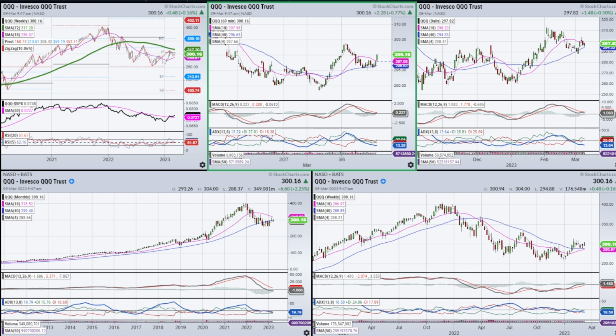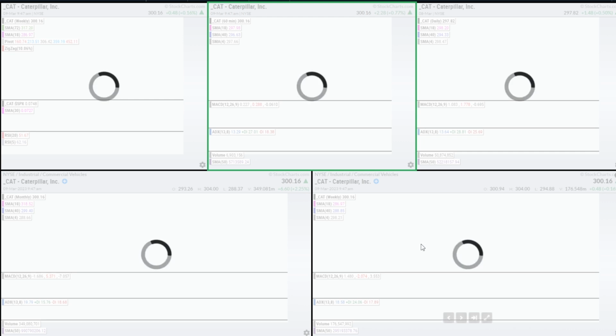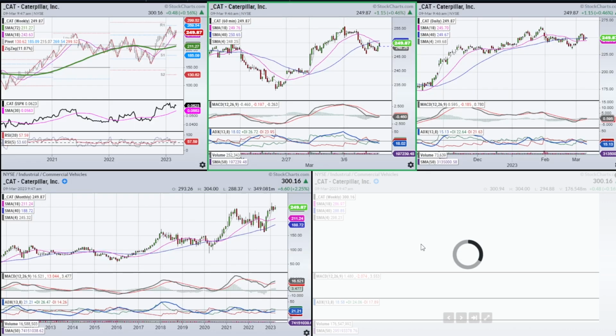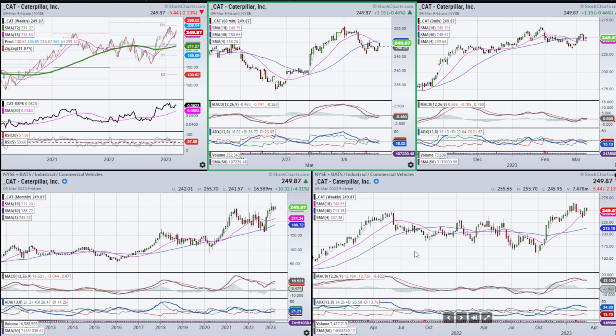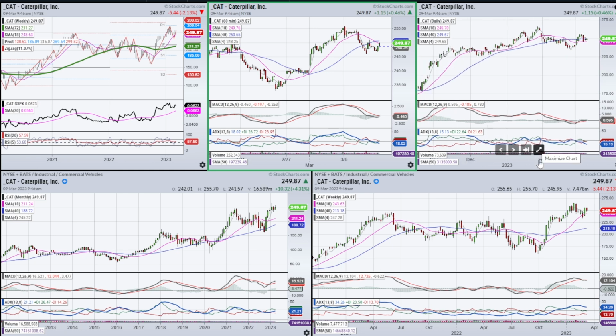Okay, let's get into Caterpillar because I have a question that I want to answer. Is this a trigger developing on the daily chart? And one of the things I want to do is cover, I have two different questions. One was, is this a trigger setup?